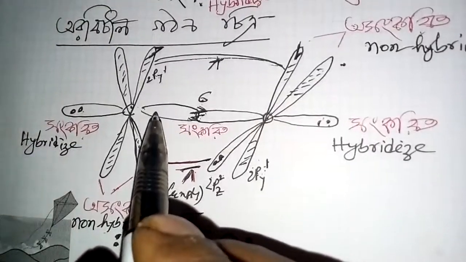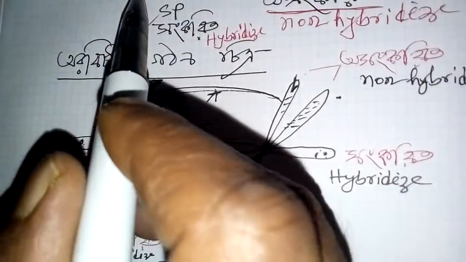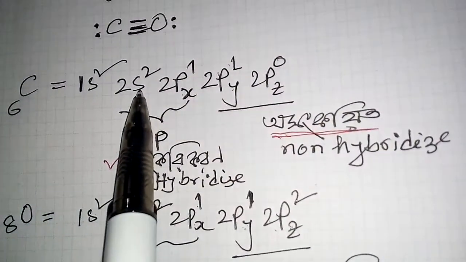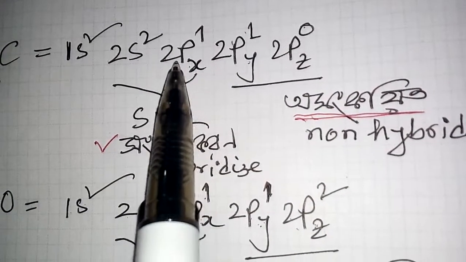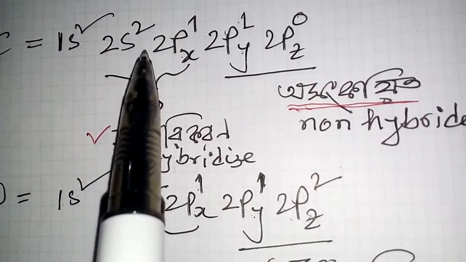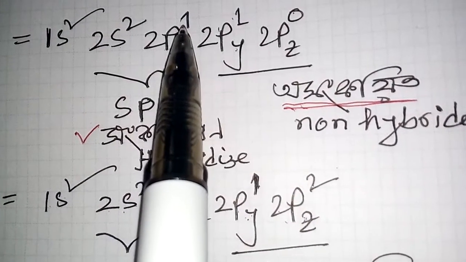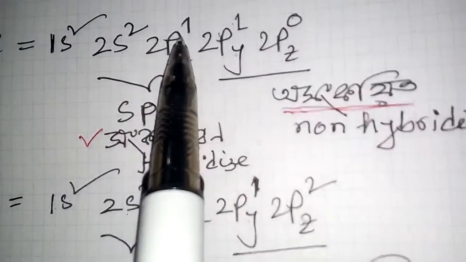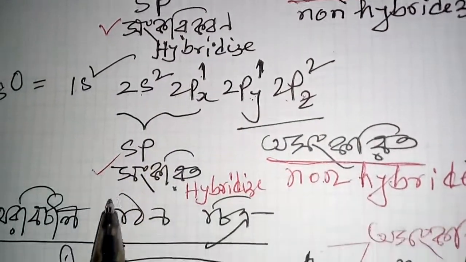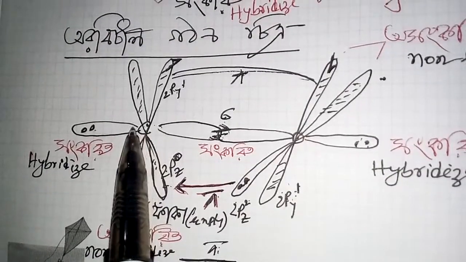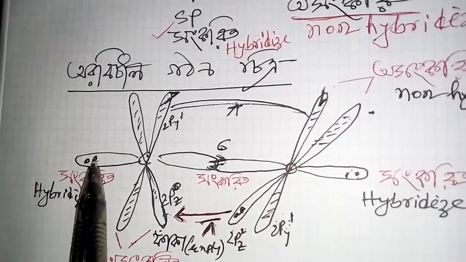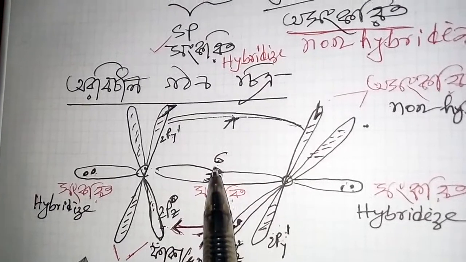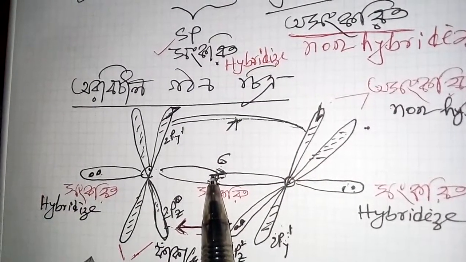Now we are observing the orbital diagram of carbon monoxide. Here, these and these are hybridized sp orbitals. These two hybridized orbitals have one lone pair of electrons and one unpaired electron. Now we see this is carbon, this is a hybridized orbital having one lone pair of electrons. This is also a hybridized orbital having one unpaired electron.